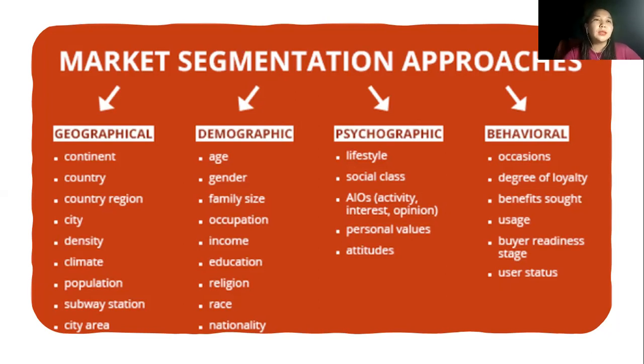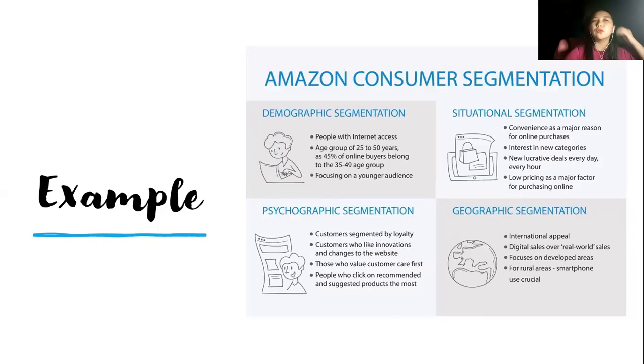The psychographic: lifestyle, social class, activity, interest, opinion, values, attitudes. So, behavioral: occasions, loyalty, benefits sought, user, buyer readiness stage, user status. So, meron tayong example dito. Okay. So, ito kasi may dinagdag siya. I think wala ditong behavioral, pero pwede ito na ito yung behavioral, right?